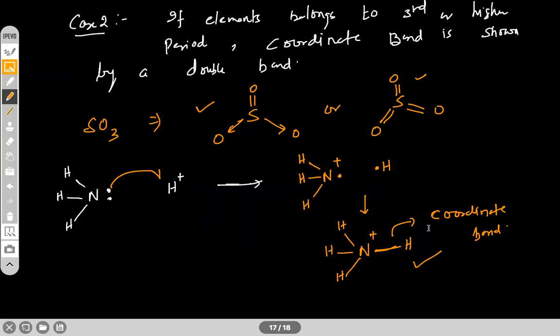In case of a second period element, it is just a single bond. Like this, I have shown in NH4+. This is the example of the first case. Case two is this, SO3, a third period element, with a double bond.